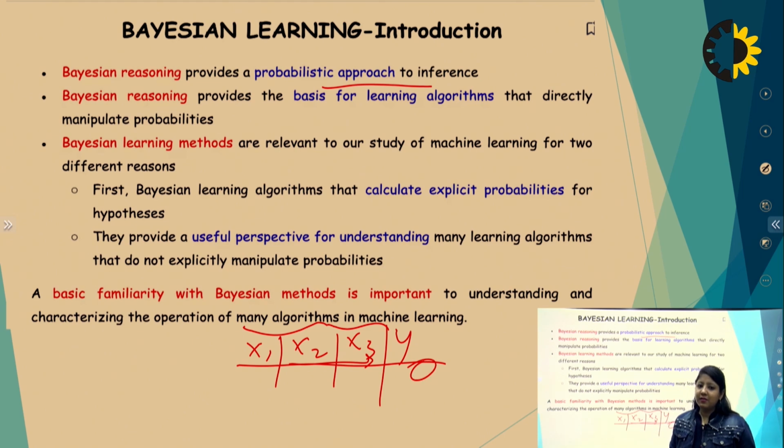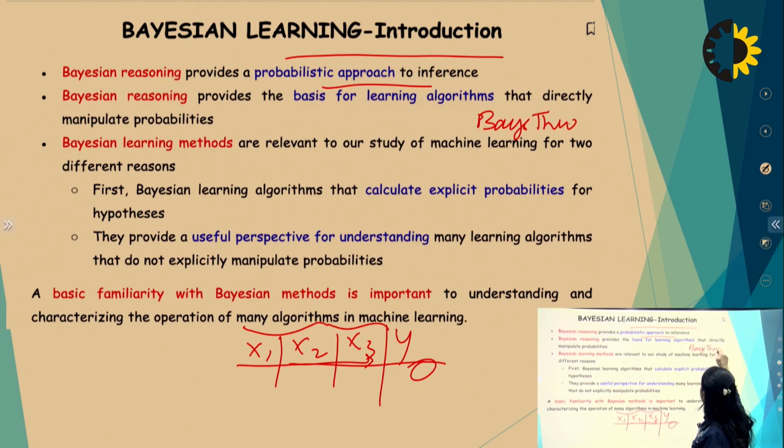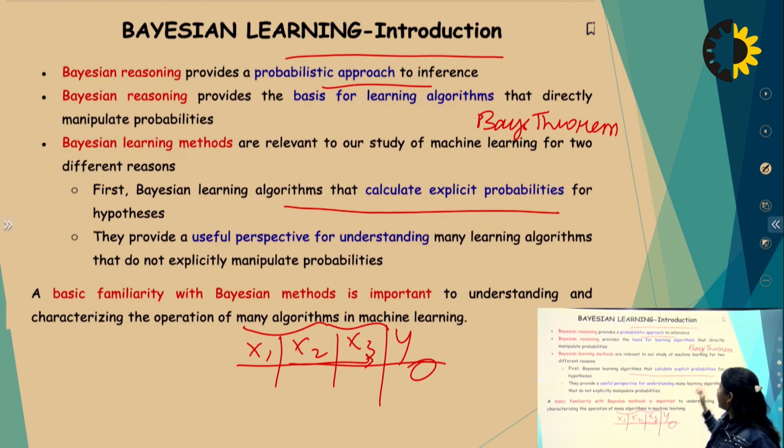So we have to use the Bayes theorem, and for learning this approach, we have to know what the Bayes theorem is, because it uses the approach of Bayes theorem. Bayesian reasoning provides the basis for learning algorithms that directly manipulate probabilities. Firstly, it is a Bayesian algorithm that calculates explicit probability, and it provides a useful perspective for understanding. So let us understand what the Bayes theorem is.